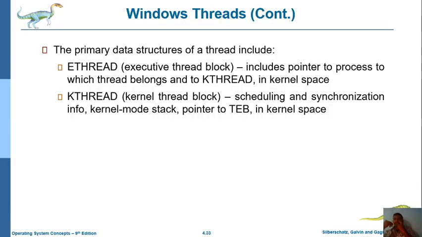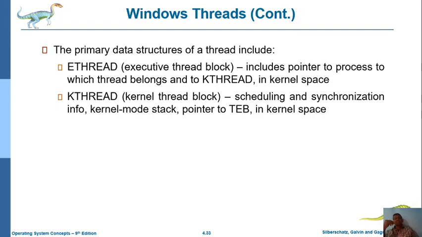So here the K thread maintains which type of information? Scheduling information, synchronization information, a kernel mode stack, a pointer to the TEB, and kernel space. All this information is maintained by the kernel thread. Scheduling means which thread can execute at which time: which thread is currently executing, and after its execution, which thread executes next. Such information is provided by the scheduler.